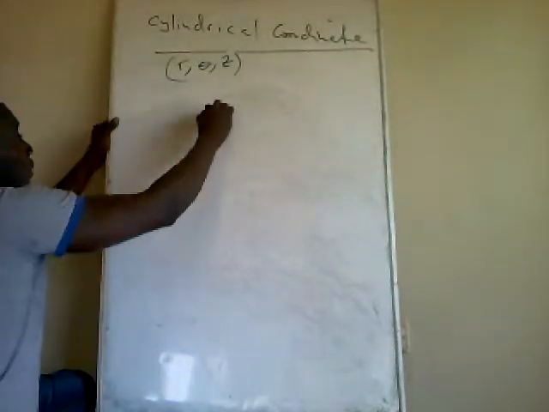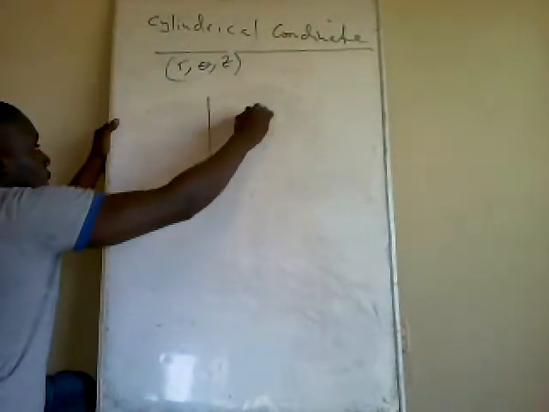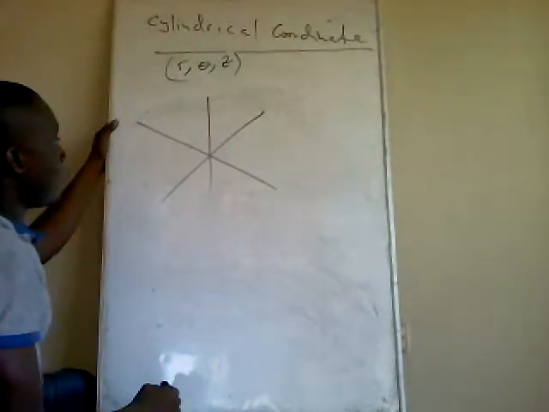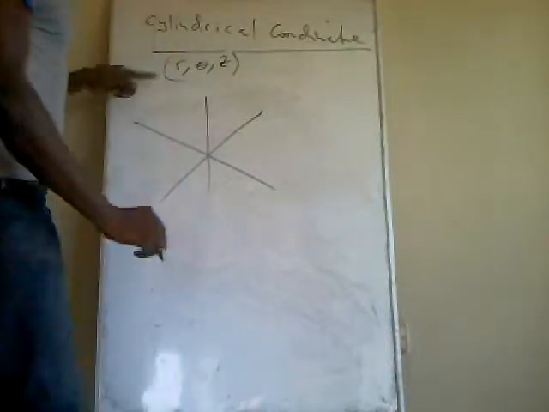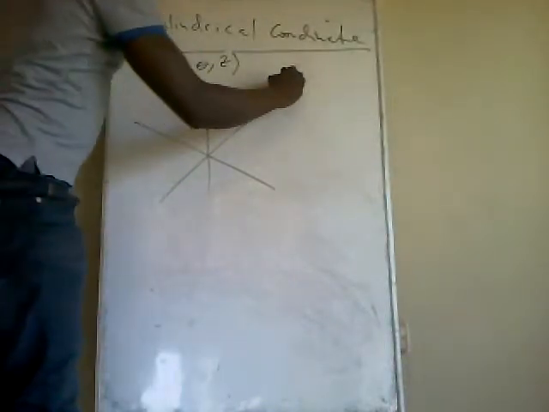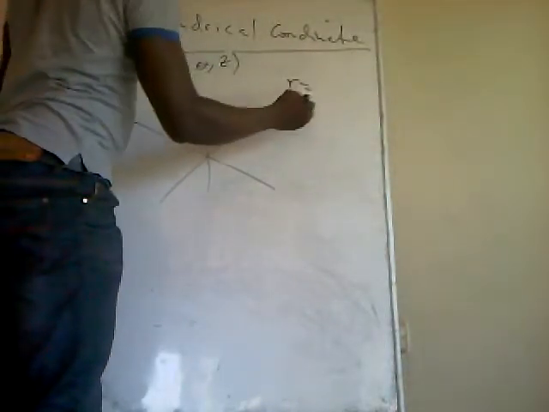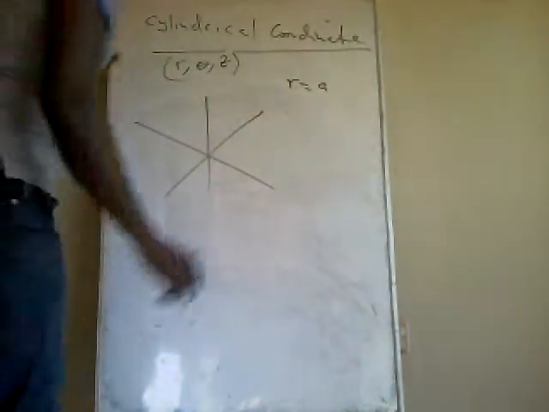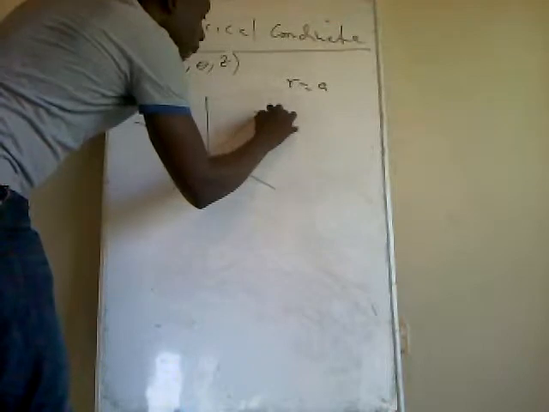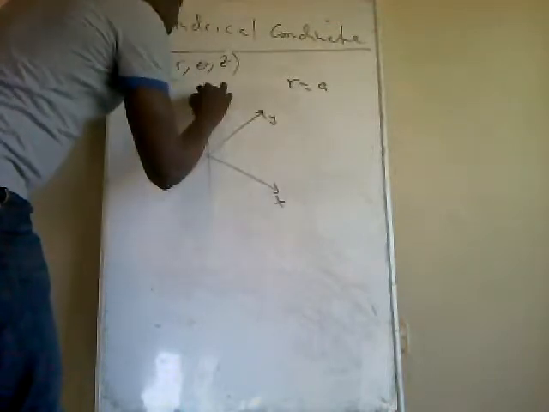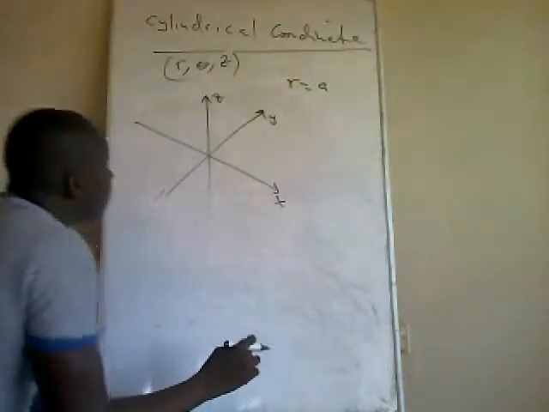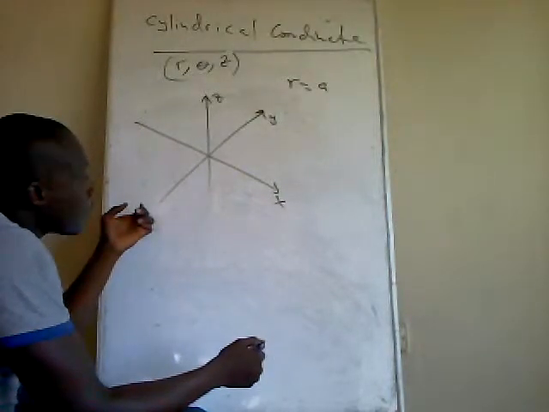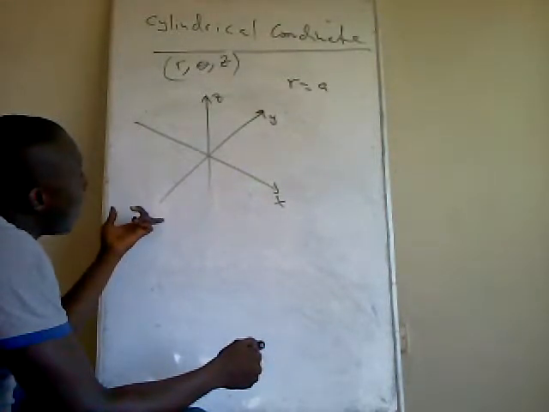Now, if r is equal to a, let r be equal to a in cylindrical, then what is this? If r is a, what is r?